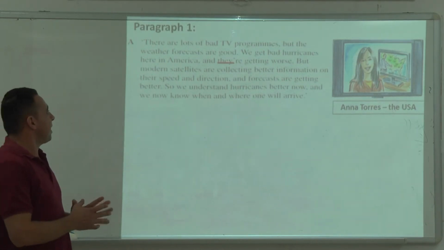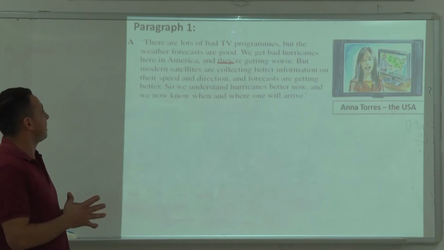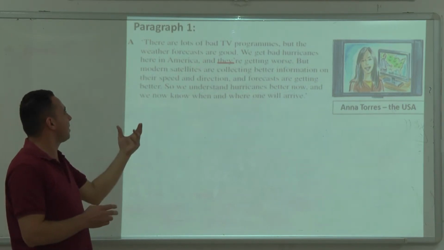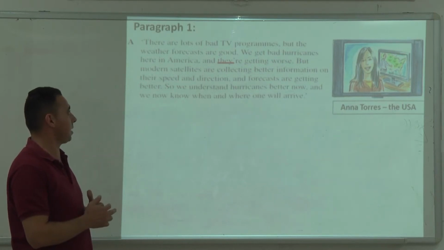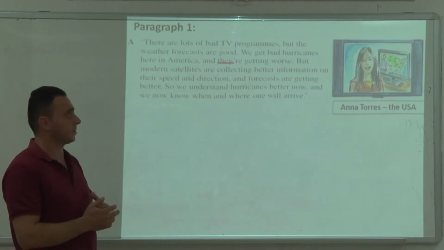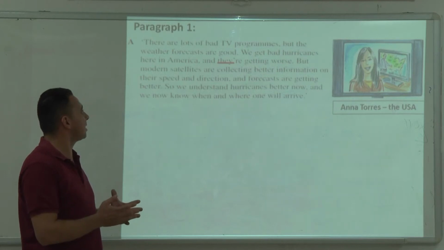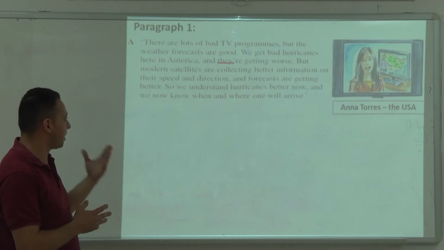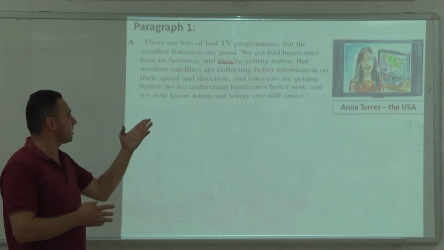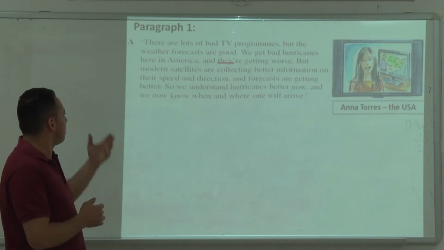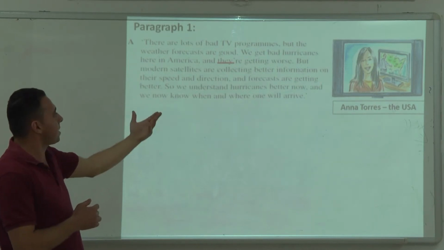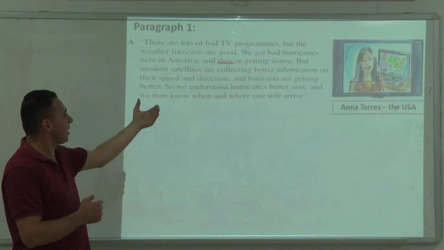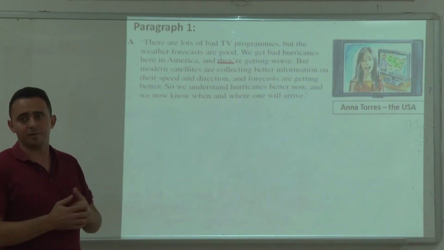There are lots of bad TV programs, but the weather forecasts are good. We get bad hurricanes here in America, and they are getting worse. But modern satellites are collecting better information on their speed and direction, and forecasts are getting better. So we understand hurricanes better now, and we now know when and where one will arrive.